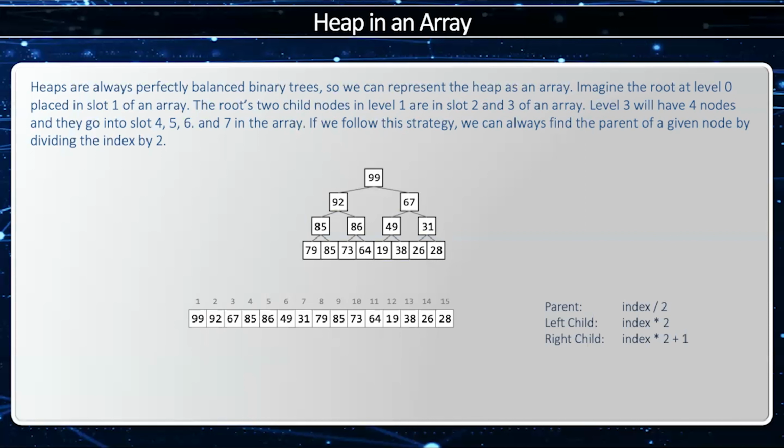To illustrate this, take a look at node 67. 67 is index 3. The parent node is index divided by 2. 3 divided by 2 is 1, and that's sure enough 99, which is our root node. And our left child would be 49, and 49 is index 3 times 2, which is index 6, and sure enough, that is the index of node 49. And then the right node would be index 31, which is index times 2 plus 1.